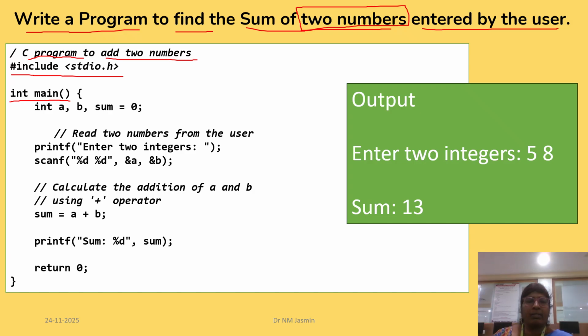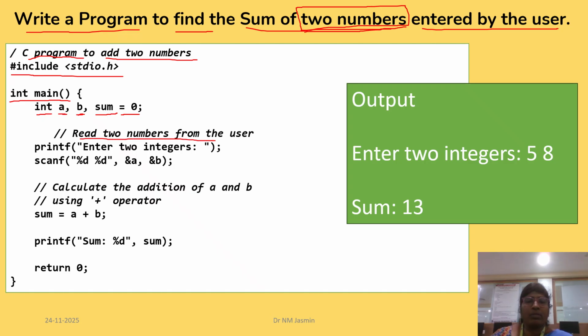Take the curly brackets. Now, int a and b, the two numbers that you want to have: a is one integer, b is the other integer. Finally, the result. Initially we don't know the result, that is the reason I kept sum equal to 0 at the initial declaration, and with a semicolon.